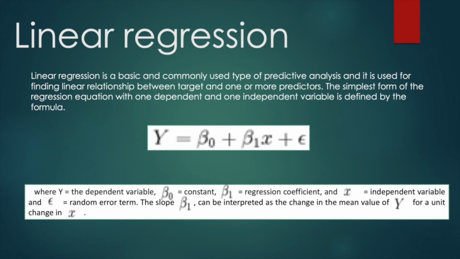Linear regression is a basic and commonly used type of predictive analysis, and it is used for finding a linear relationship between a target and one or more predictors. The simplest form of the regression equation with one dependent and one independent variable is defined by this formula.